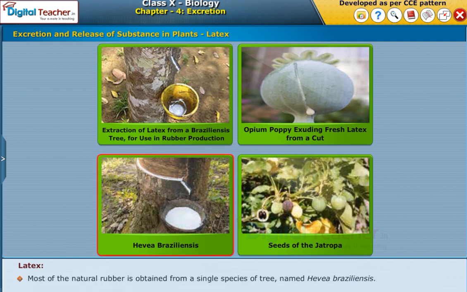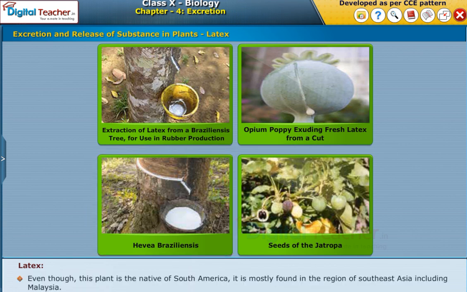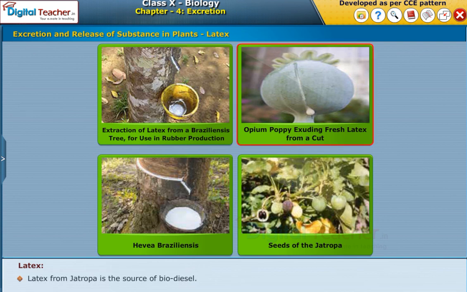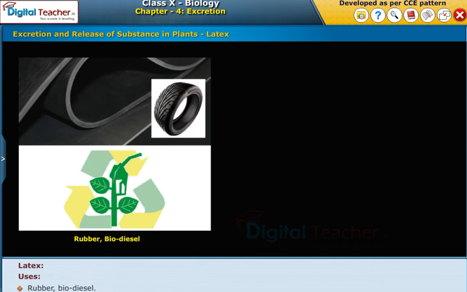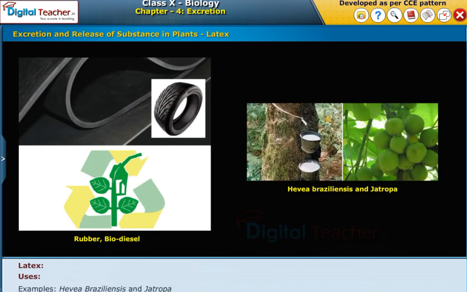Most of the natural rubber is obtained from a single species of tree named Hevea brasiliensis. Even though this plant is native to South America, it is mostly found in the region of Southeast Asia, including Malaysia. Latex from Jatropha is a source of biodiesel. Seeds from the Jatropha plant are used for the production of biodiesel. Uses: rubber, biodiesel. Examples: Hevea brasiliensis and Jatropha.